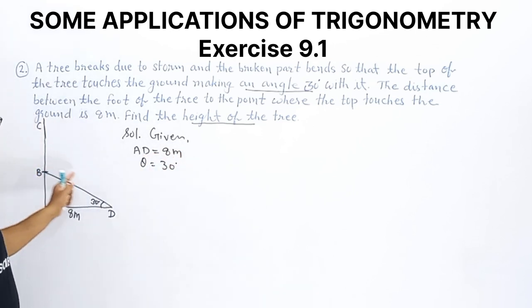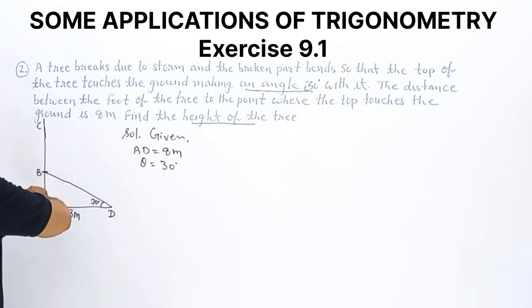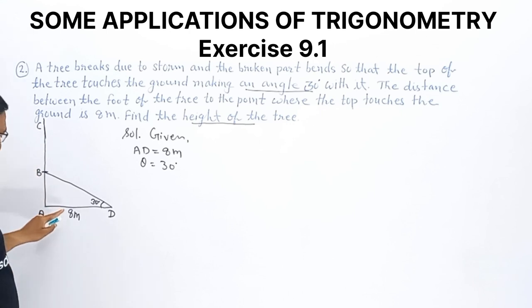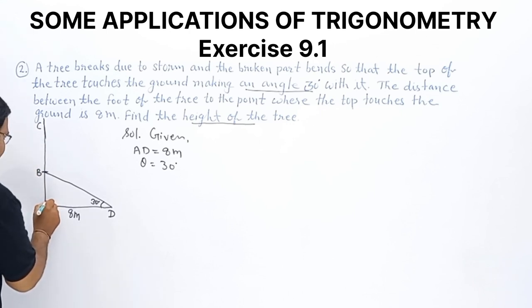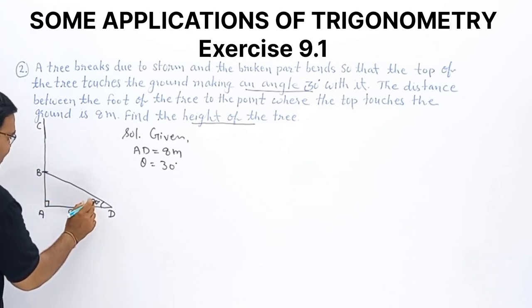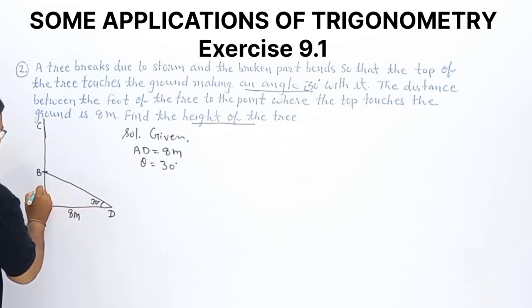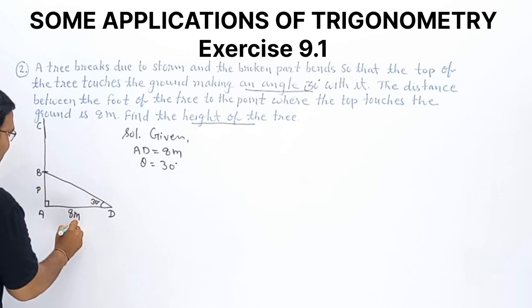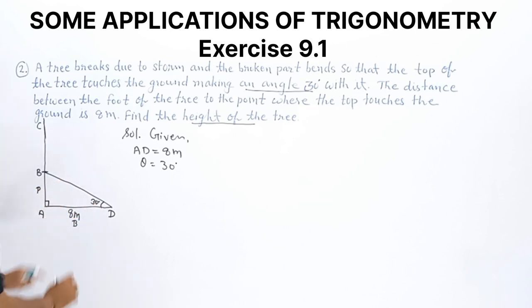Observe, this looks like what? A right triangle. So the right triangle is this one. We want the height of this tree. In the right triangle, this is 90 degree. This is the acute angle, so its opposite side will be the perpendicular, and this will be the base. And this will be the hypotenuse.